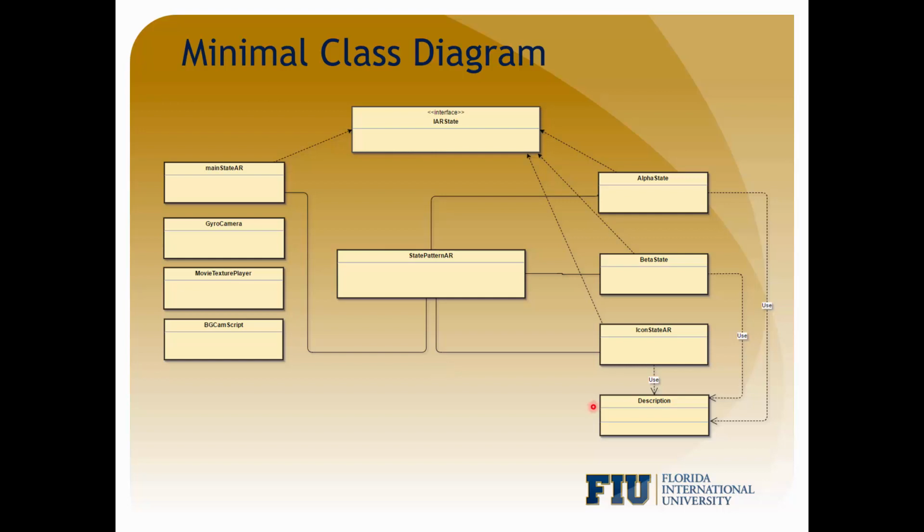For the description class, we use a singleton pattern because we only want one instance at a time of the description. So every time IconState, BetaState, or AlphaState calls it, it will get only the one instance of the description class.